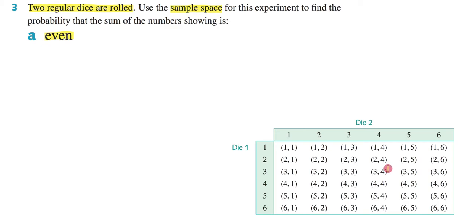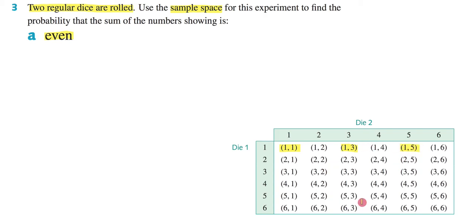We're being told in the question to use the sample space, which is down here. So the easiest way we could go about this is simply going through these and counting how many times the sum of the 2 numbers is going to be even. So 1 plus 1 is 2, that's even. 1 plus 2 is 3, that's not even. 1 plus 3 is 4, that's even. 1 plus 4 is 5, that's not even. 1 plus 5 is 6, that is even.